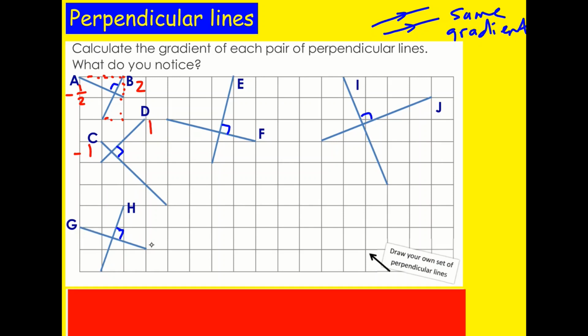G, I go along 3 and down 1. It's -1 over 3. For H, I go along 1 and up 3. It's 3 over 1. Remember, it's rise over run. Don't forget that. It's 3. You might start making predictions now about what's going on. Have a look at these numbers. I'm going to keep going. Okay. For this one, for E, I go along 1 and up 4. It's going to be 4.